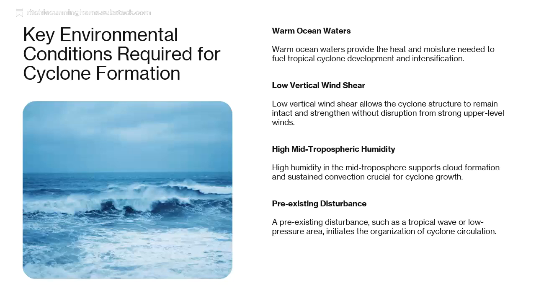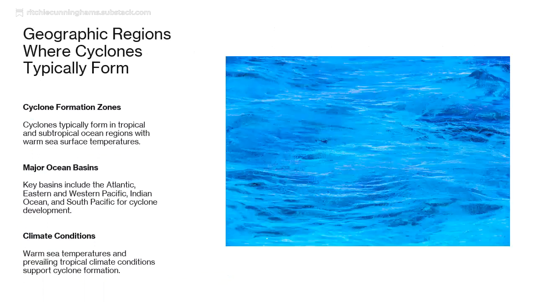How do tropical cyclones form? Tropical cyclones typically form between 5 degrees and 30 degrees north and south of the equator. They cannot form directly over the equator because the Coriolis effect is too weak to cause rotation. One of the most important conditions for cyclone formation is warm sea surface temperatures of at least 26.5 degrees Celsius, extending to a depth of around 50 to 60 meters.